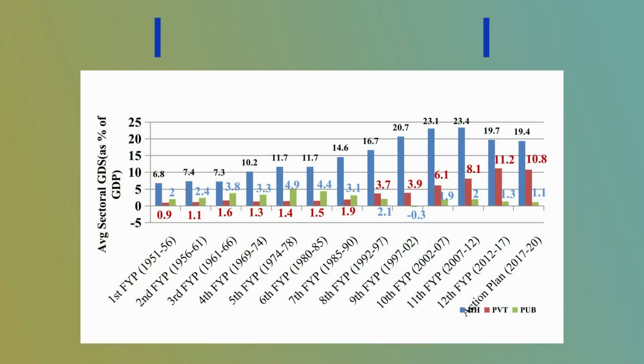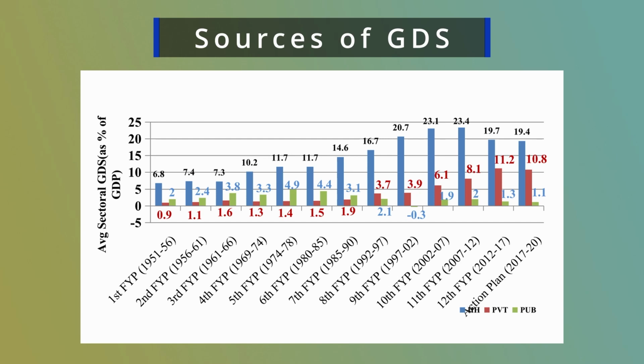Now, this is an important part where you can understand the sources of GDS. Actually, there are three specific sources. GDS arises from the household sector, that is contribution of the household sector to the gross domestic savings, contribution of the private corporate sector, and the contribution of the public sector. So if you compare between these three sectors, you will always find that the contribution of the household sector in our gross domestic savings has always been highest.